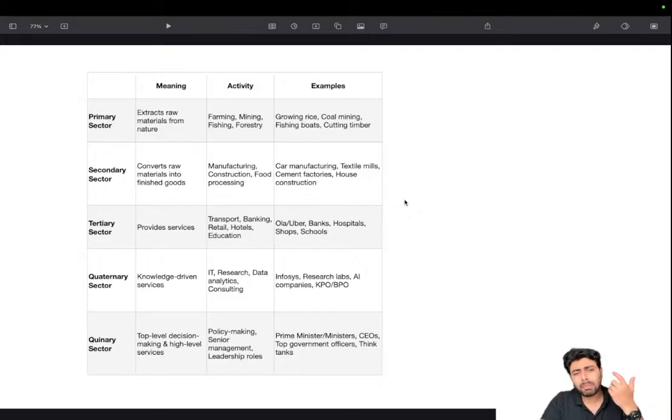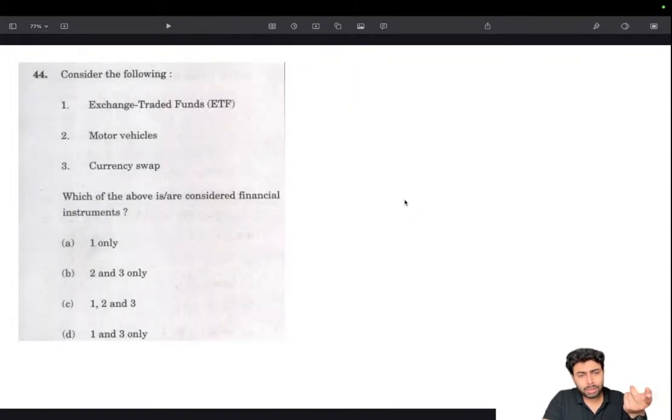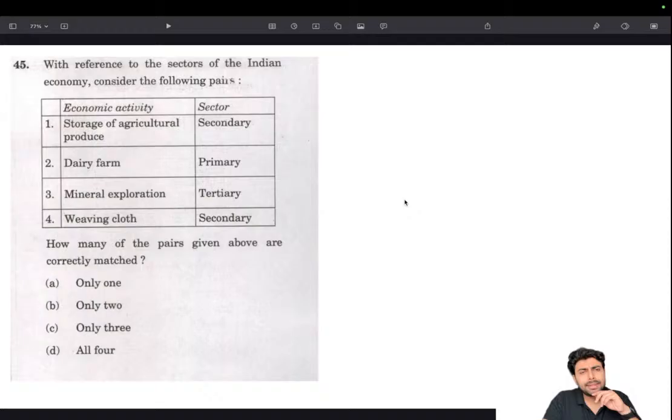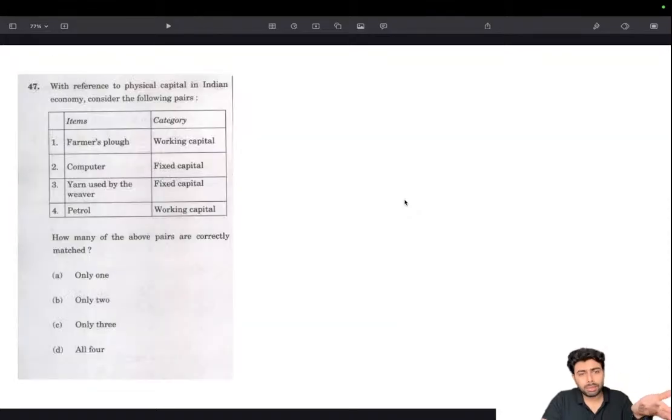I don't think anything more is needed, or any further understanding from this particular topic. See, a basic question has been asked, and this is also another one. Financial instrument, sectors. These are basic NCERT questions. So don't underestimate the NCERT, and try to build your conceptual clarity from there itself. Don't overlook it. Again, a similar basic question.